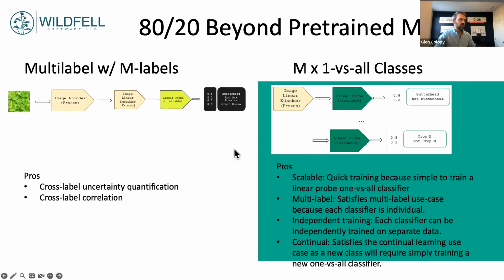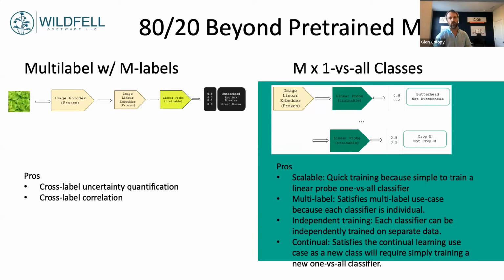I think that's a very exciting thing, a nice 80-20 solution where, yes, you lose a little bit due to correlation between labels and cross-label uncertainty quantification, but you still get this operational, this maintenance requirement is way, way lower.